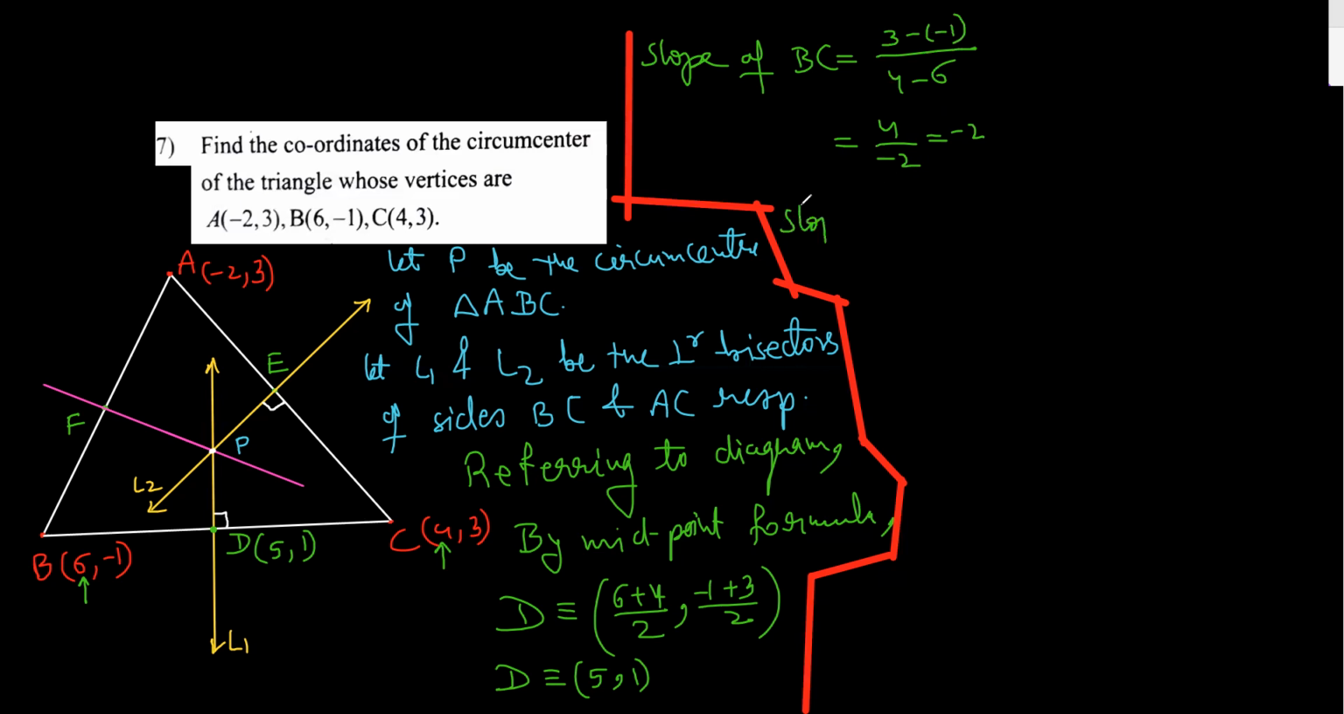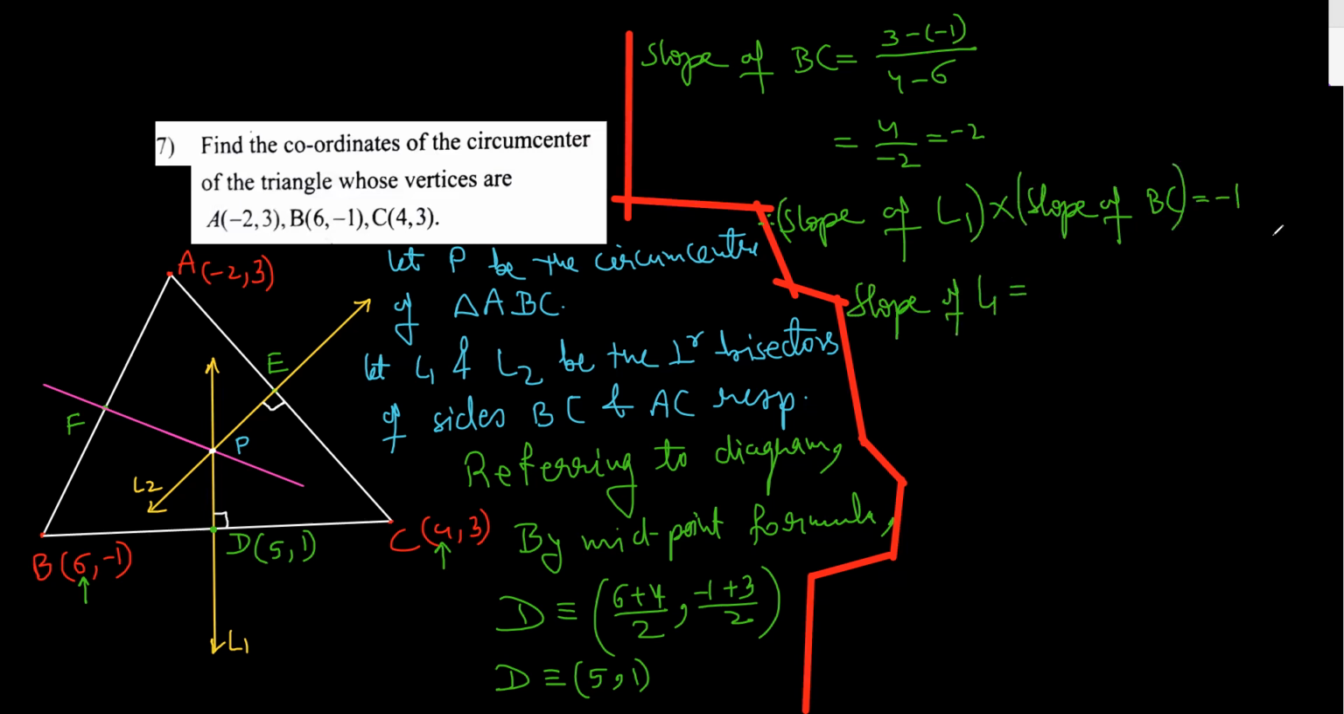So here I write, therefore slope of L1 is 1 by 2. You can write directly, or if you want, you can write it complete. You will write slope of L1 into slope of BC equals minus 1. So therefore slope of L1 is, the slope of BC will go in the denominator. So minus 1 upon slope of BC, because here it is multiplied. What is that? Minus 2. So finally what you get? You get 1 by 2. So you got the slope of L1 as 1 by 2.